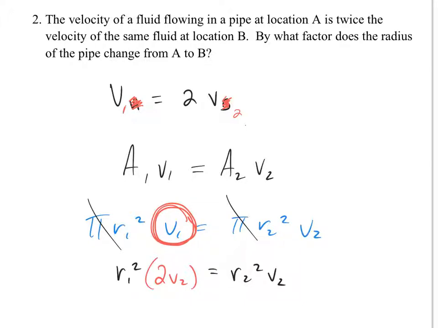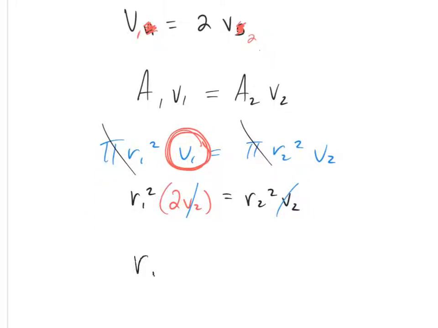So if you plug in 2 million right here and 1 million right here, you could reduce them and you'd end up getting 2 and 1, right? It's the same thing you're doing by canceling V2. So drop off V2 on both sides. It's gone. And you're simply left with this last part here: r1 squared times 2 is r2 squared.